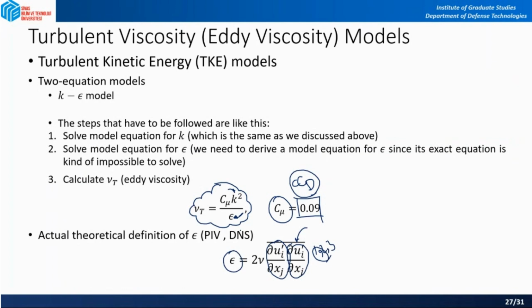Then you have to take the gradients of those fluctuations and do the proper multiplication, summation, averaging, and then obtain the actual epsilon value. Of course, in a turbulent field, these gradients, the xj's, are very hard to obtain because of the experimental grid resolution.